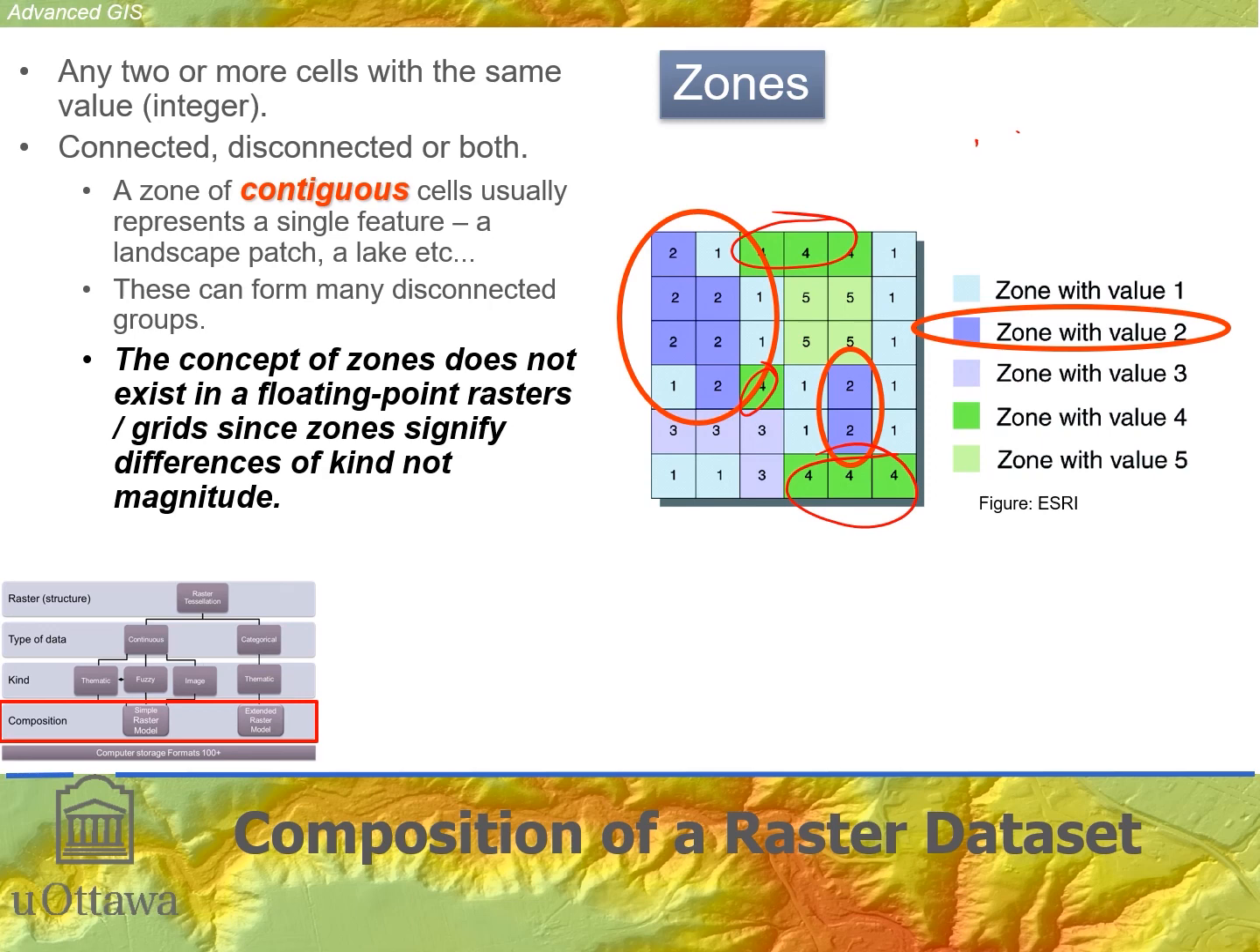Zones are important to understand because they relate to zonal functions in raster, which we'll see later on in the course. That is, operations that operate on zones as a single logical entity.